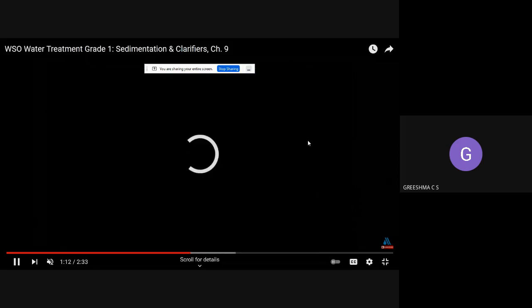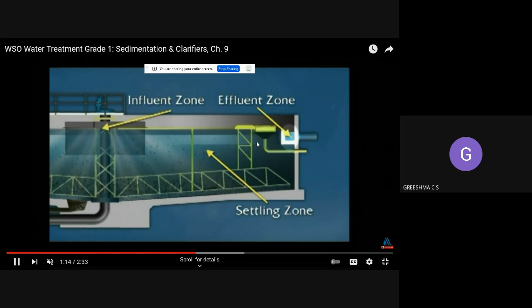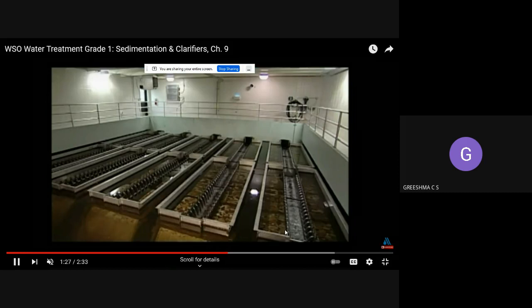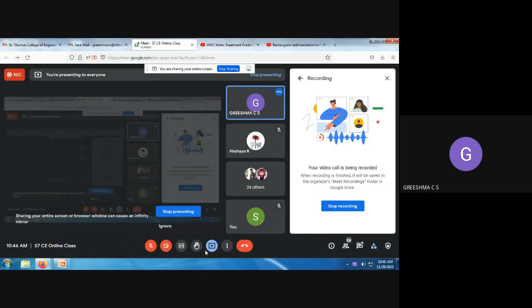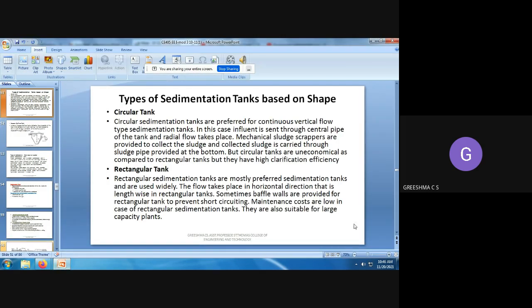There will be effluent. So the effluent will be collected. The effluent water will be flowing through this top. So this is how things are happening in a rectangular sedimentation tank. Now we can go back to our PPT.